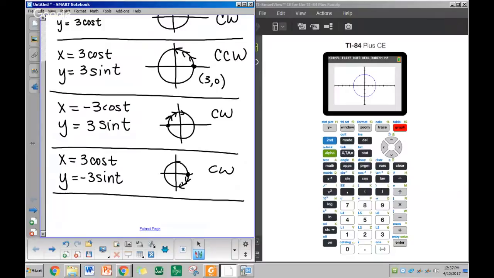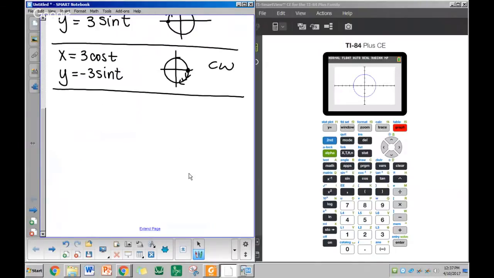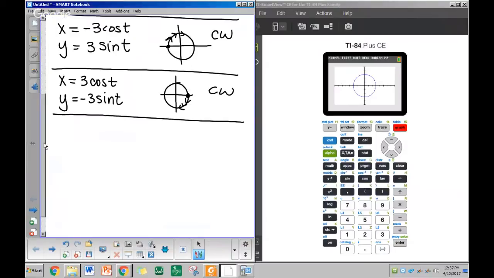So what are we thinking? Should we make them both negative? Yeah. Make them both negative. So let's say x equals negative 3 cosine of t, y equals negative 3 sine of t.